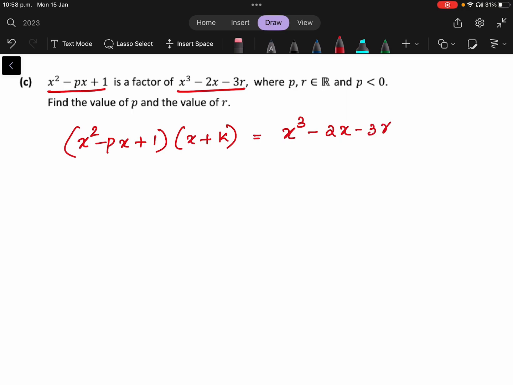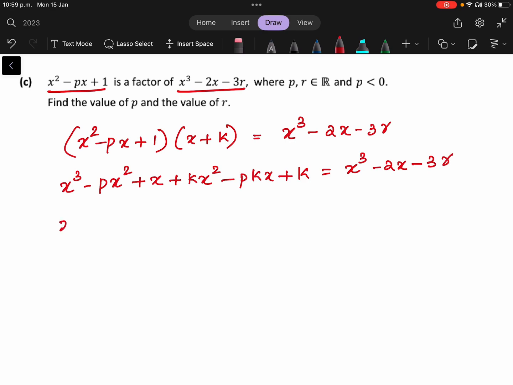Okay, so now you can simplify this, and once you simplify this, as I said in the first question, you can equate the coefficients. So let us try that. So here what you will get is x cube minus px square plus x plus kx square minus pkx plus k is equal to x cube minus 2x minus 3r.